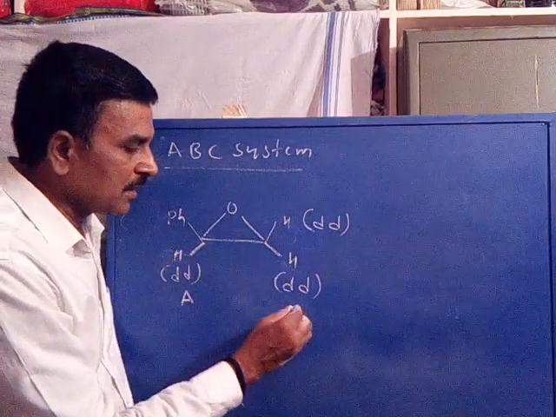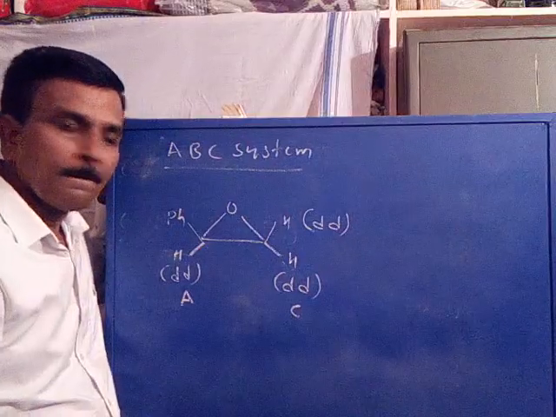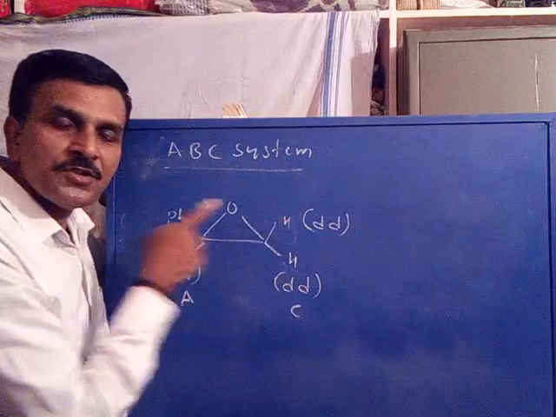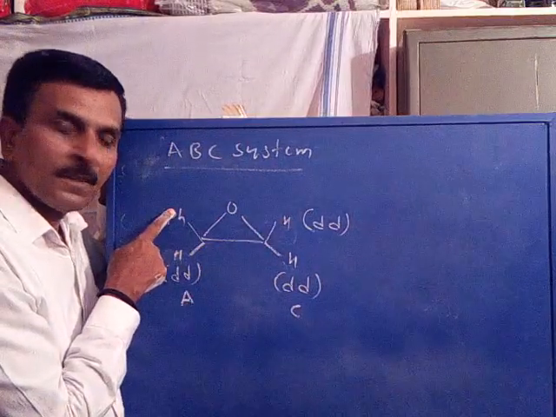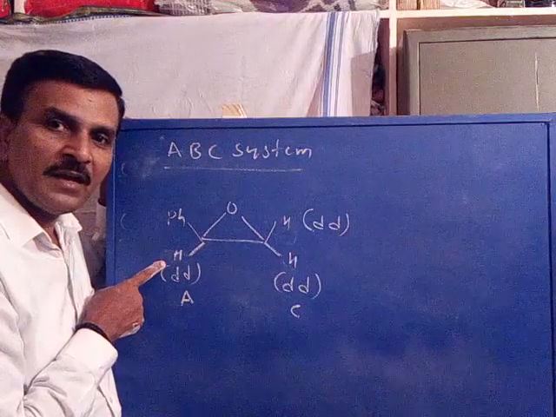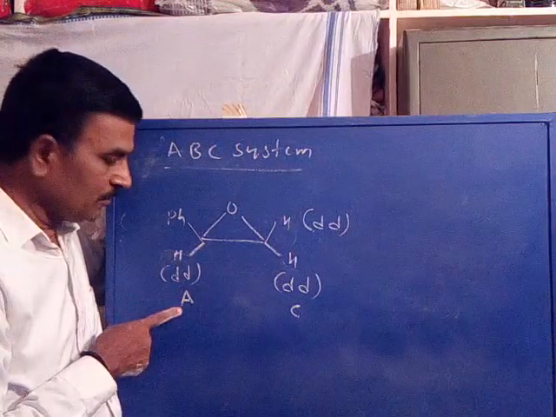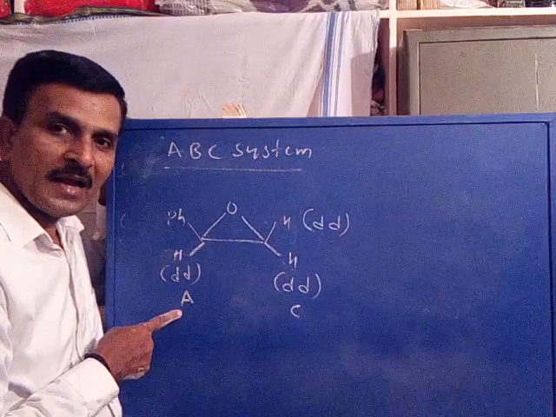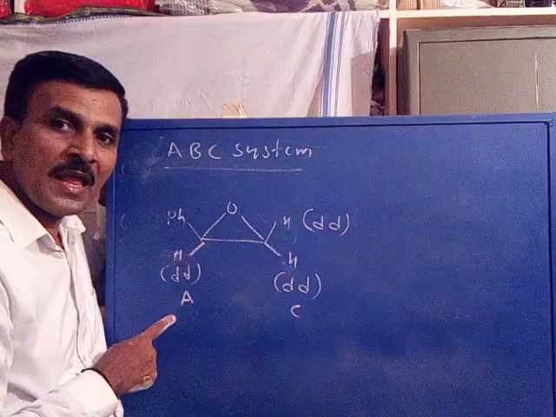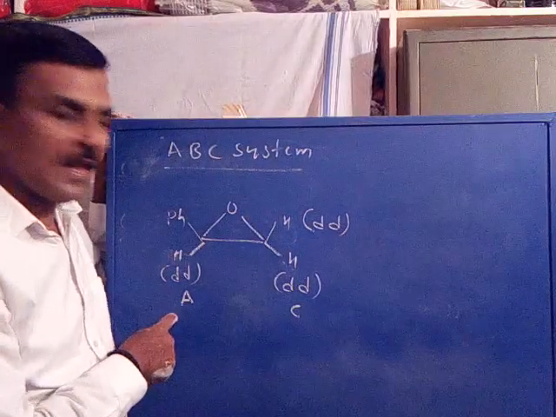Therefore this proton comes under C. Now this is the proton cis to the phenyl group, where it is geminal to phenyl. Higher delta value comes under A. The higher delta proton is designated with letter A.